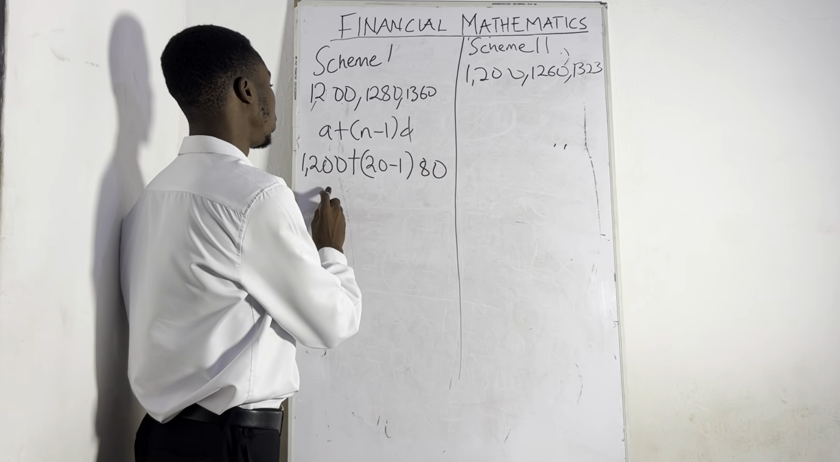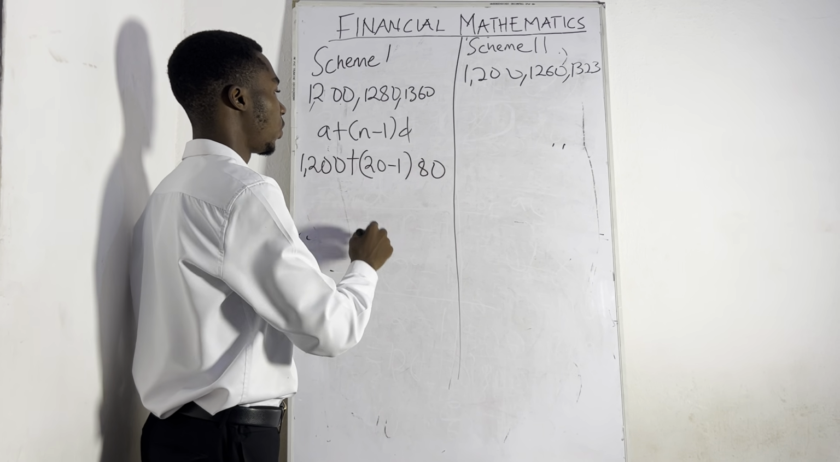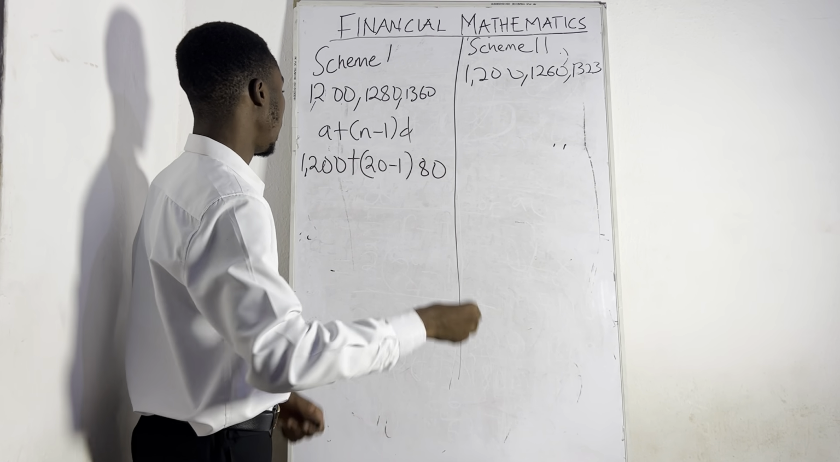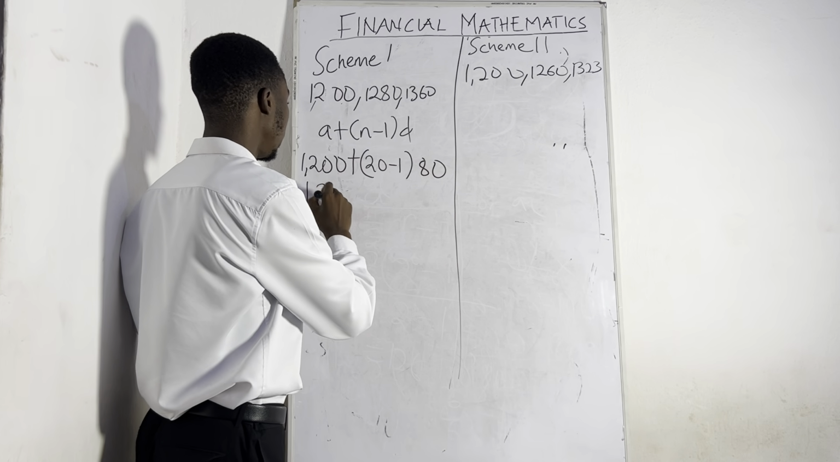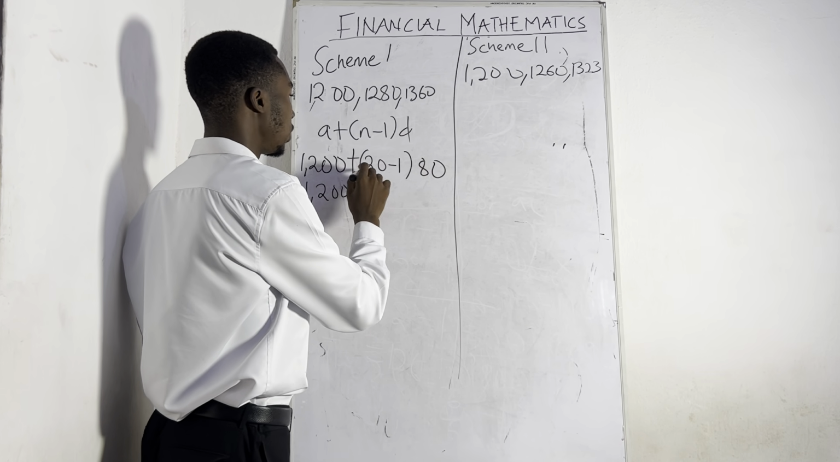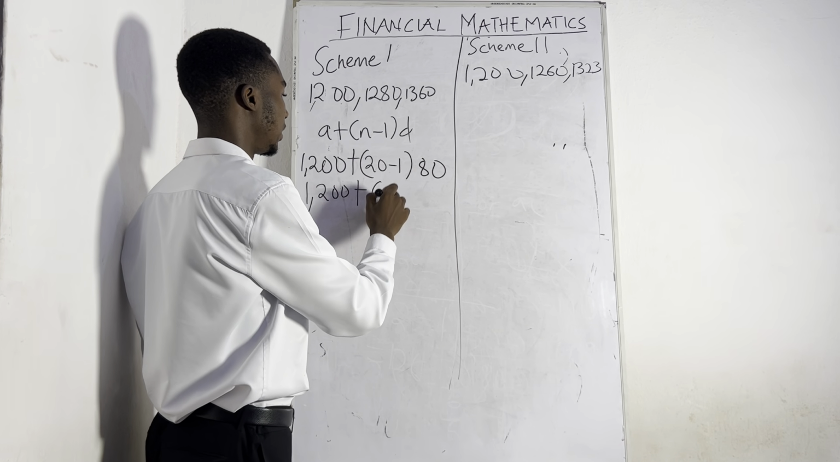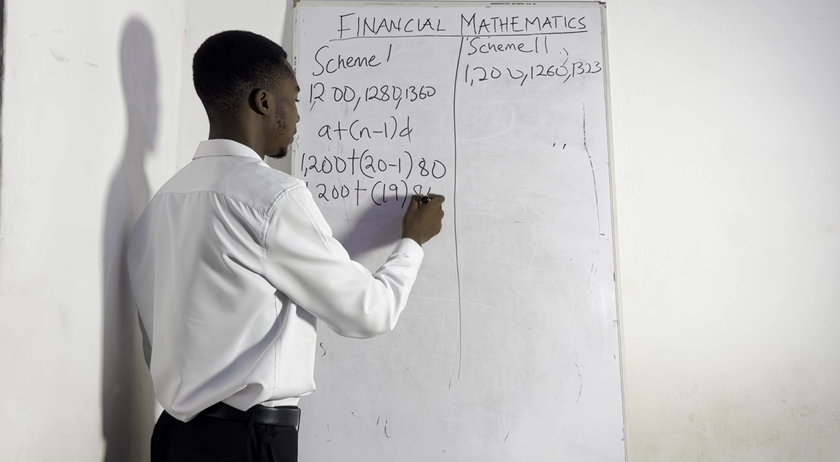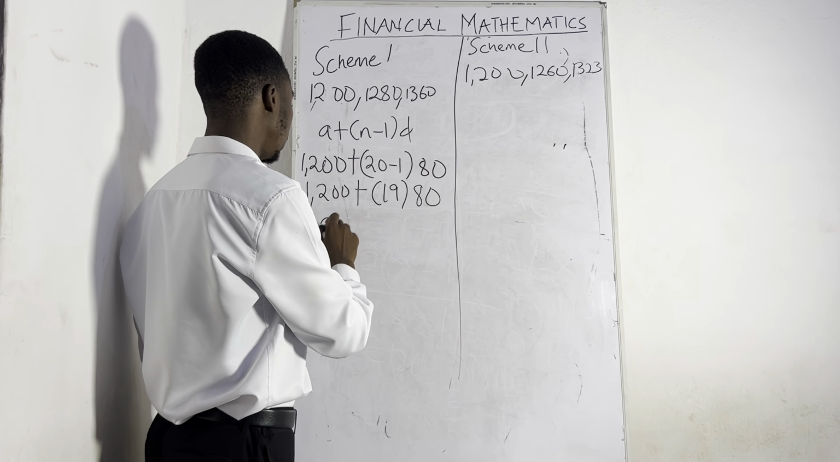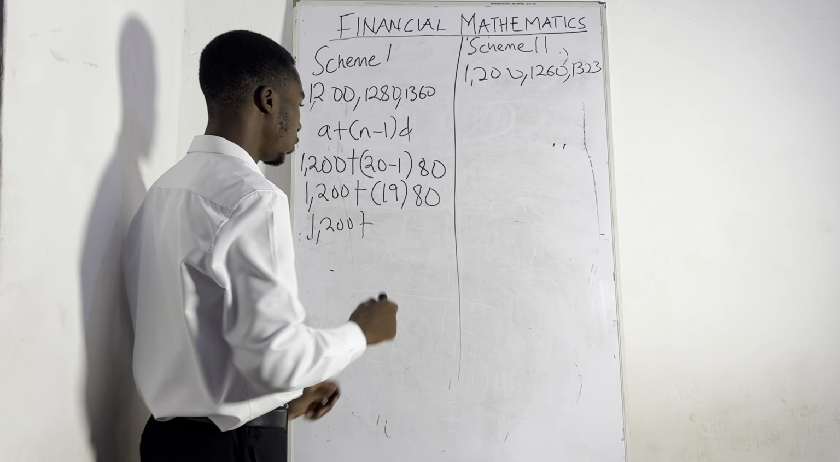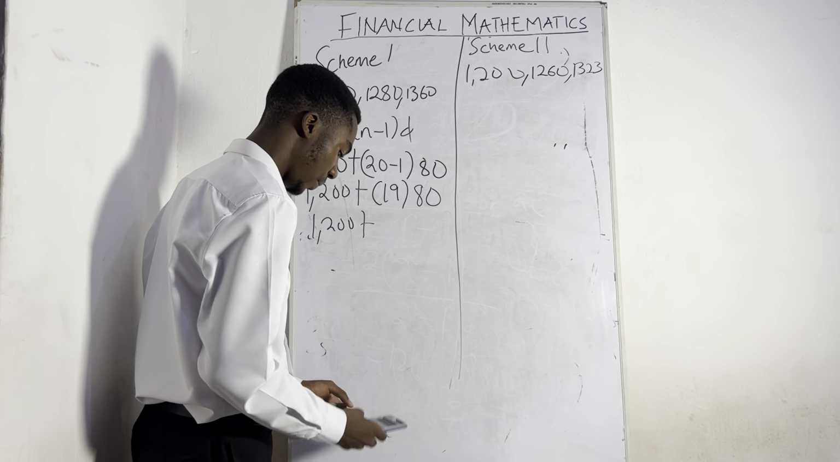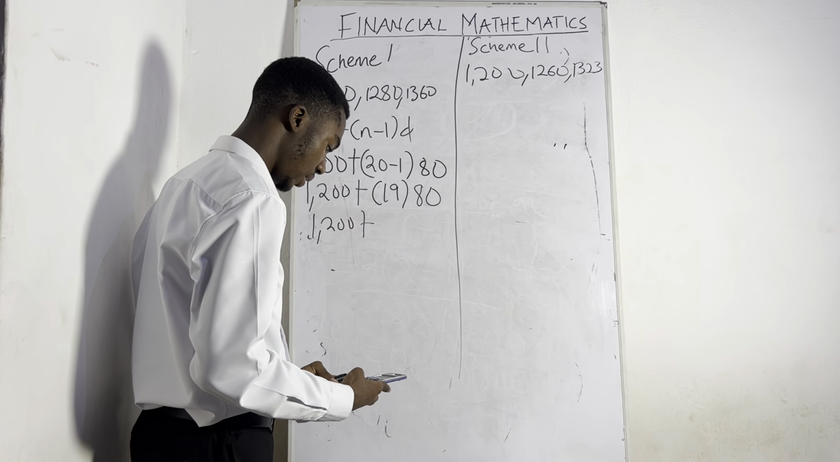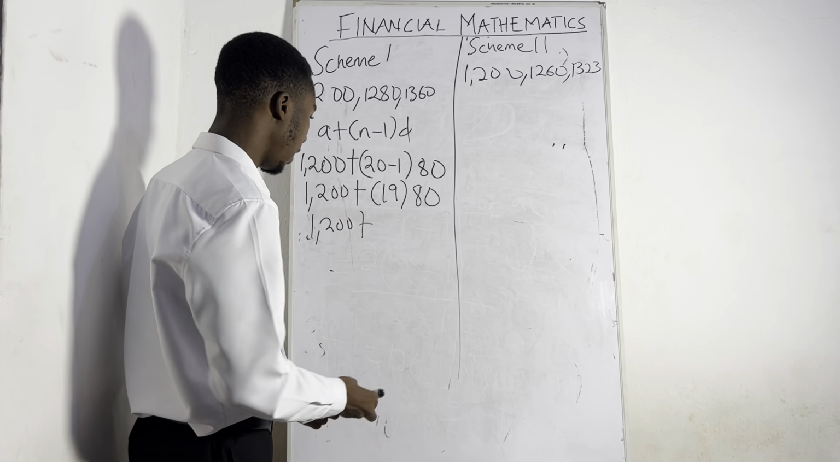So you are getting 1200 plus into bracket 20 minus 1 times 80. So we can just simplify this. 1200 plus 20 minus 1 is 19. You get it? So 19 then times 80. So let's punch 19 times 80 on the calculator. We are getting 1520.